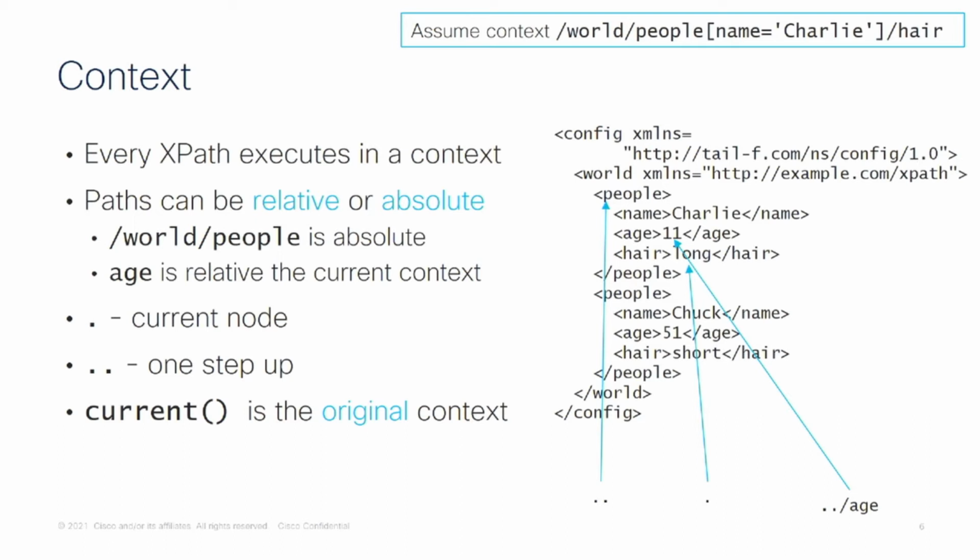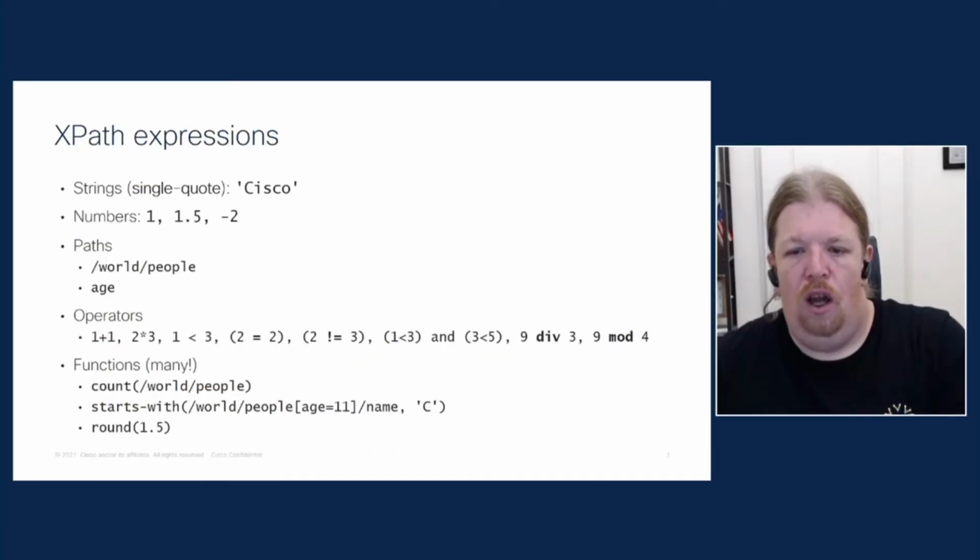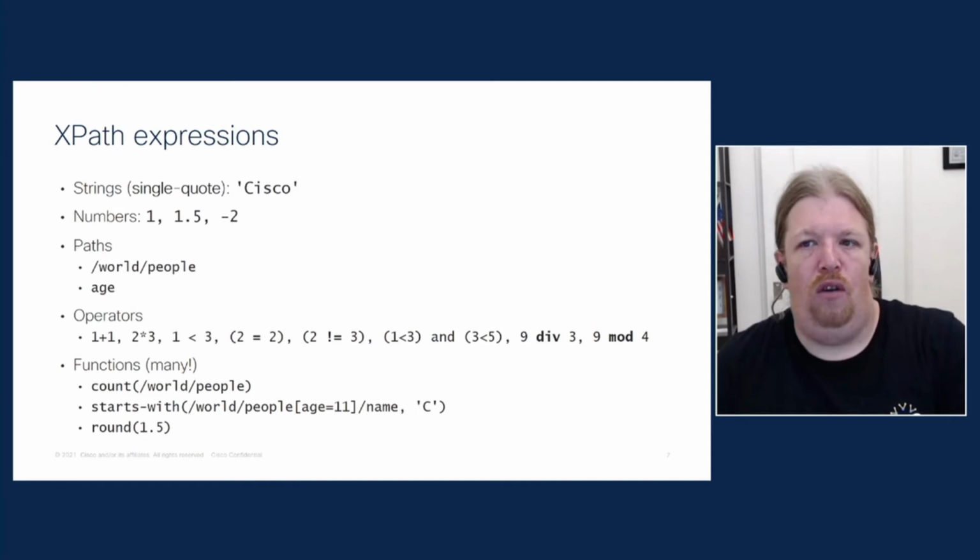XPaths start with a path, but you actually want to build entire expressions. So expressions can be strings, always single quote or XPath expressions. They can be numbers, integers or floating points. They can be absolute or relative paths. You can use a number of different operators for numbers or booleans. These are mostly the usual operators.